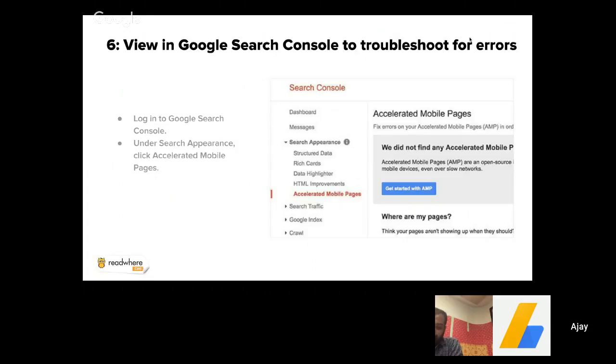Now, in the previous step, we discussed how we can submit individual pages to the index. Now, how to submit all the pages which we have made to Google search. Just log into your Search Console panel, go to the Accelerated Mobile Pages section, and get started with AMP. As soon as you press this button, the bot will come to your site again, and it will index all the AMP pages which are getting dynamically generated to the search index. Next.